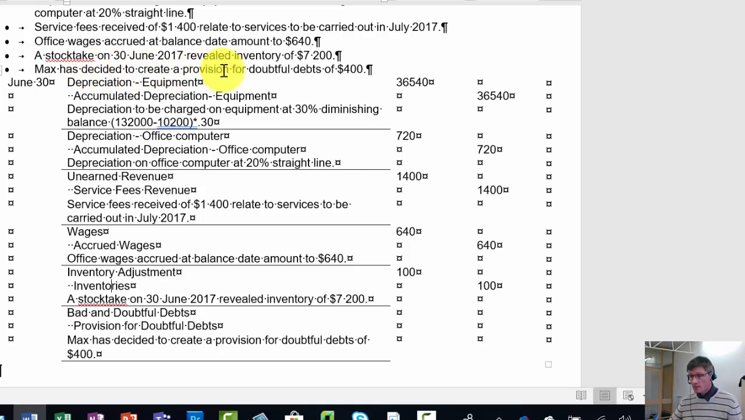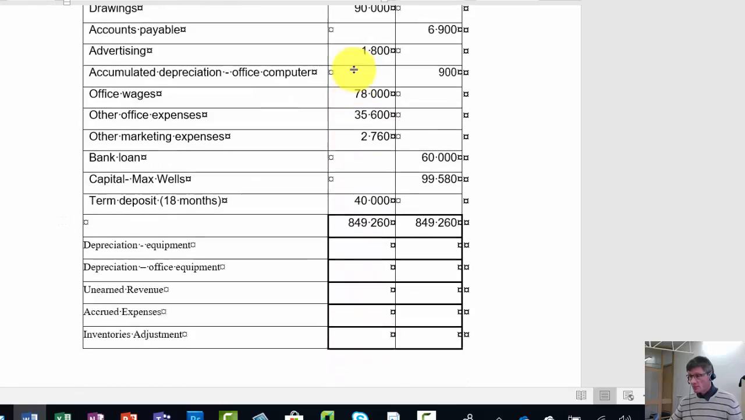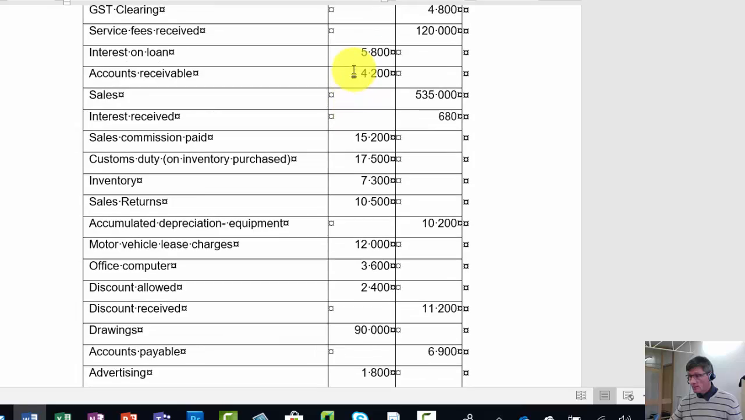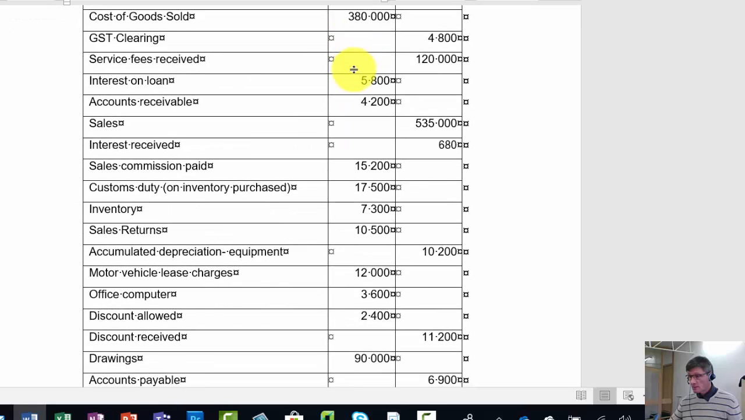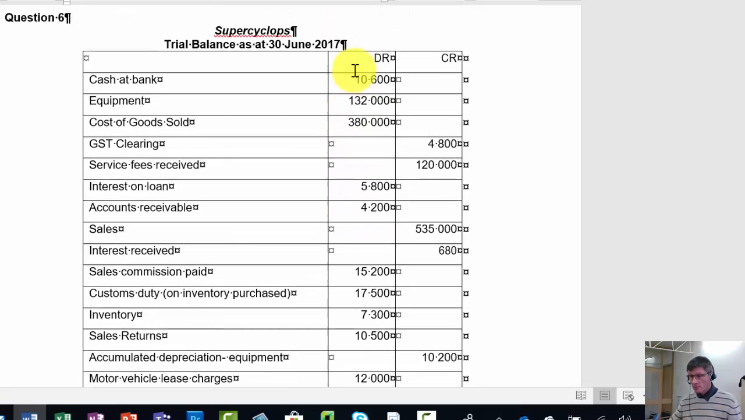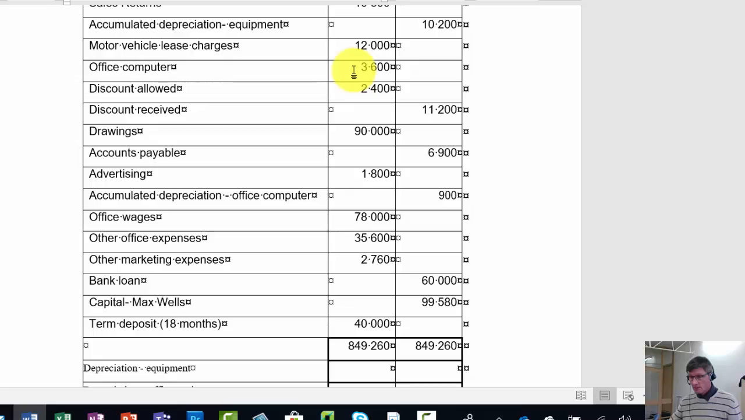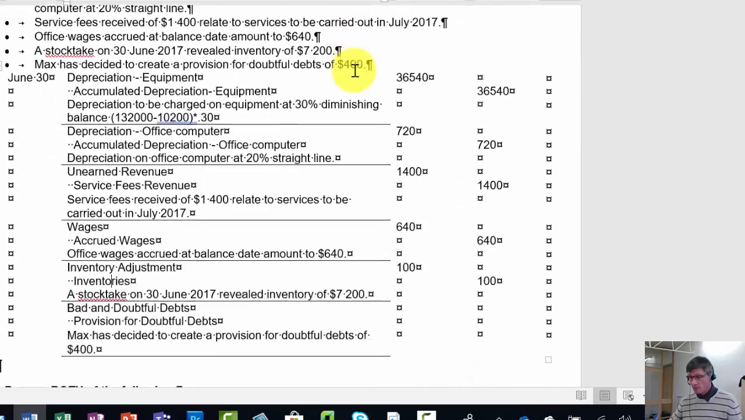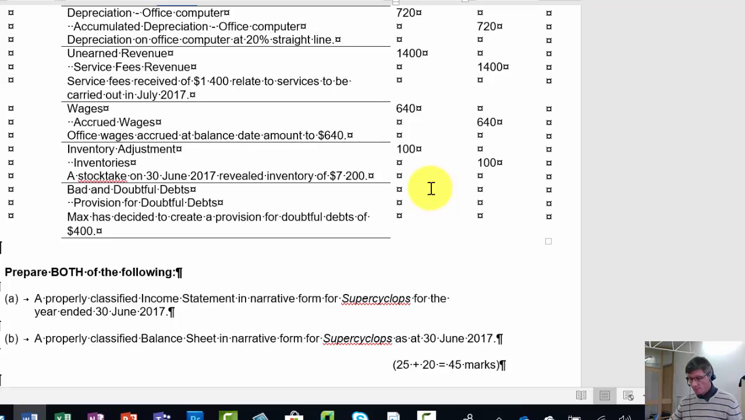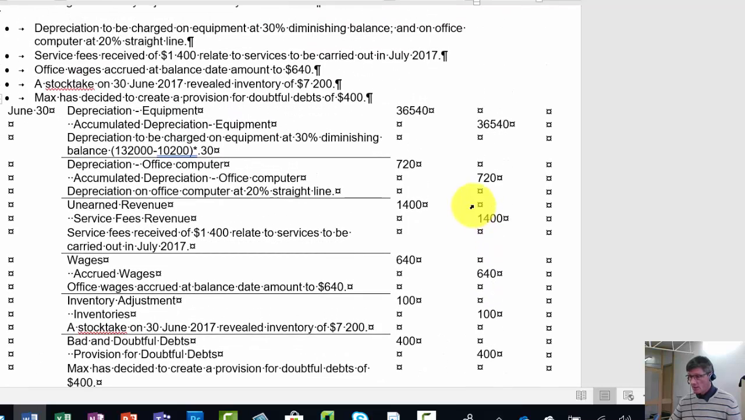Lastly, it says that we had to decide a provision of doubtful debts to be $400. I must compare that to the current provision, which doesn't exist yet. That's what you must do, check it against the current provision, if there is one. It looks like this particular business has just started off, so this entry is going to be relatively simple. We've got to debit bad and doubtful debts $400, and the provision, that's the amount that we're going to take off accounts receivables, $400. So you can see what I've done, that I have made my entries.